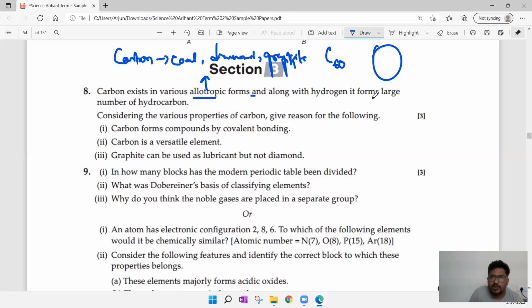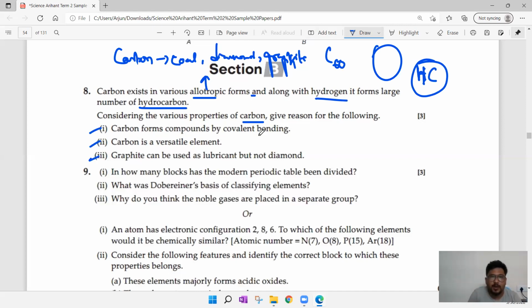Carbon, along with hydrogen, forms a large number of hydrocarbons. What is meant by hydrocarbon? In a compound, in a chain, if you find only hydrogen and carbon, only then can we call it a hydrocarbon chain. Next, considering the various properties of carbon, give the reason for the following. Okay, the first 3 questions they have asked, each question carries 1 mark.